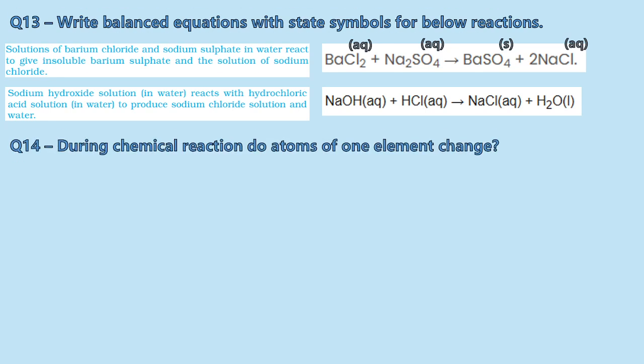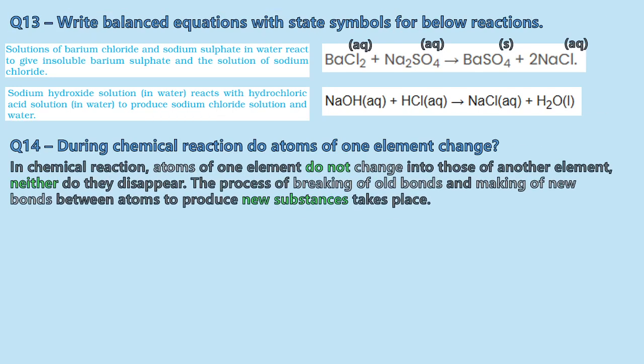During chemical reaction, do atoms of one element change? No. In a chemical reaction, atoms of one element do not change into those of another element. Neither are they created nor are they destroyed. The process of breaking the old bonds and making new bonds to produce new substances takes place. Okay, so atoms by themselves will not change. They'll just break the old bonds and form new bonds.